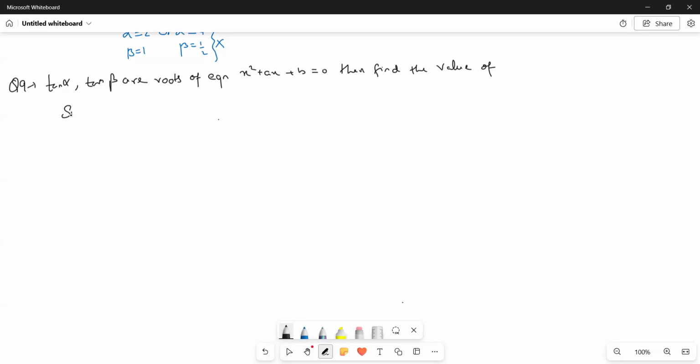Then find the value of sine square alpha plus beta plus a times sine of alpha plus beta cos of alpha plus beta plus b times cos square alpha plus beta. Find the value of this.